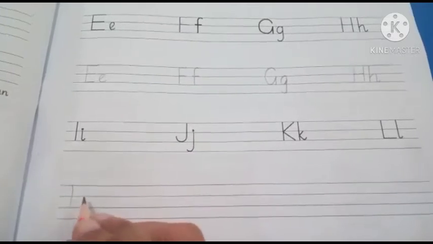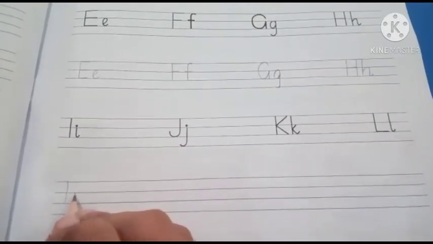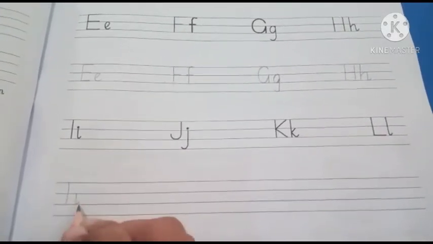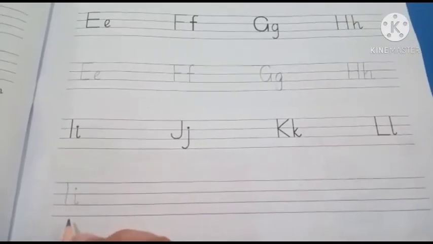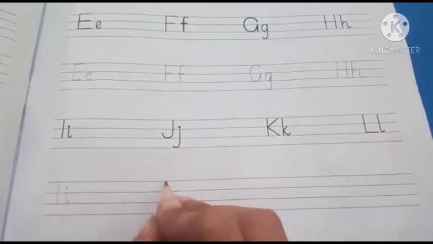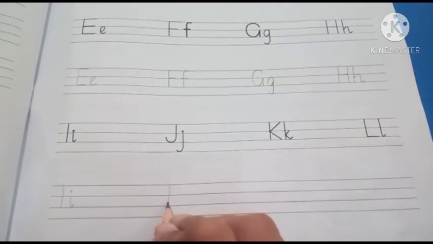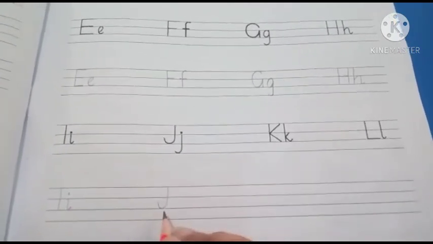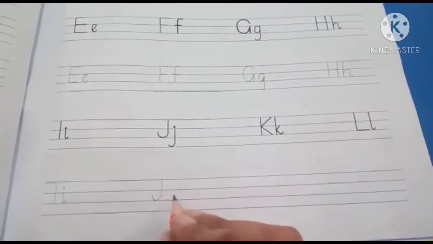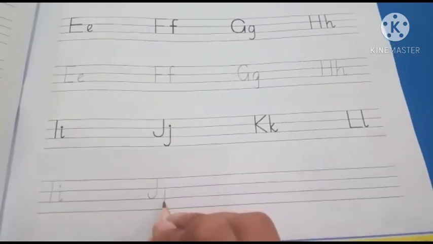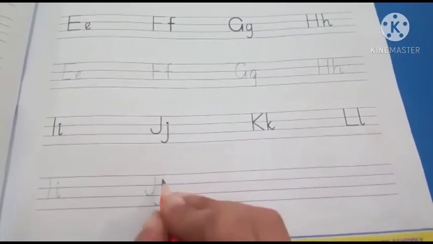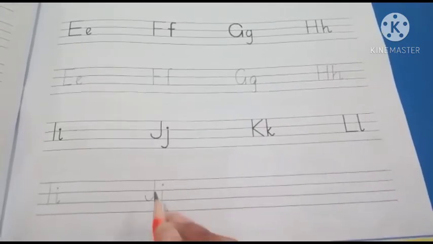Standing line from the first to the third line. Small i will be in the second and third line. And we will put a dot on small i. Now write J. Capital J will be in the first three lines and small j will be in the last three lines, and there will be a dot on small j.